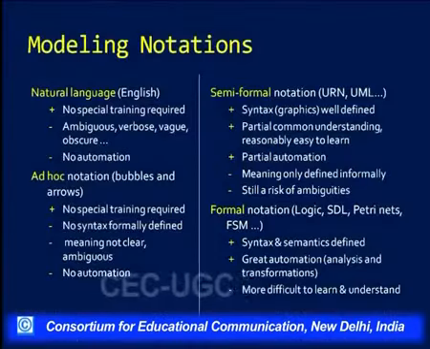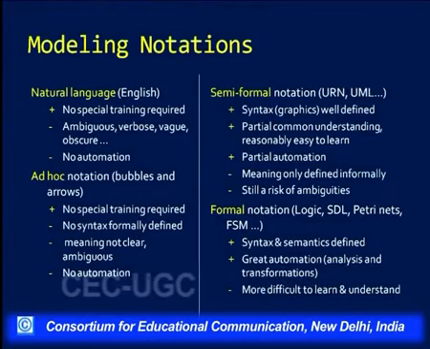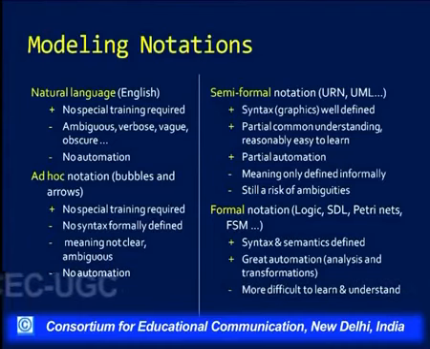The first is natural language, which can be English. The problem with natural language is that it can lead to a lot of ambiguity, and it is verbose and vague, and no automation can be performed using this technique. But the advantage is that since natural language is easy to follow, anybody and everybody can understand English. There is no requirement of any kind of specific training to be given.